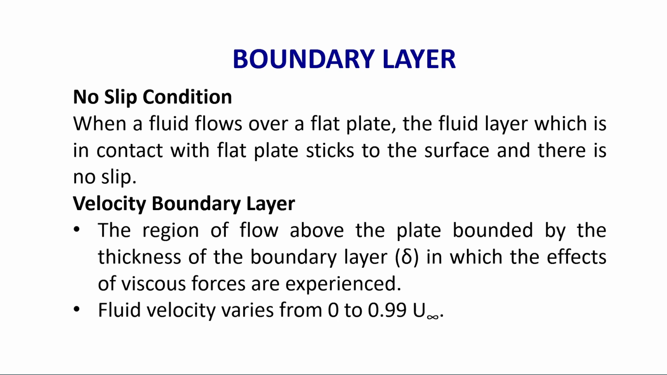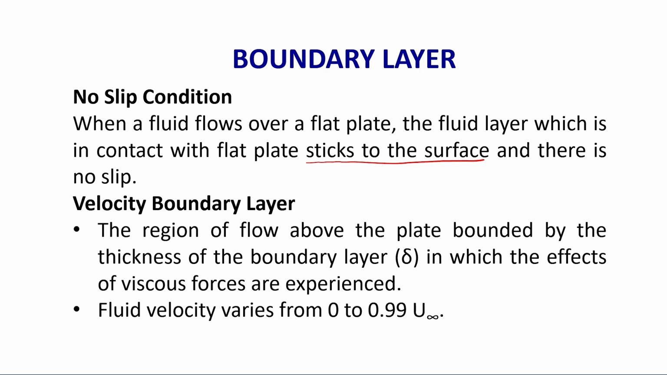And at the point of contact on the surface, the fluid velocity becomes 0, because initially, as it was passing over the plate, it possesses some velocity. Only at the point of contact on the surface is its velocity 0. That is called the no slip condition. When fluid flows over a flat plate, the fluid layer which is in contact with the flat plate sticks to the surface. This is very important: the layer in contact is not just passing over the surface, it gets stuck to the surface and there is no slip. So, this concept is named the no slip condition.